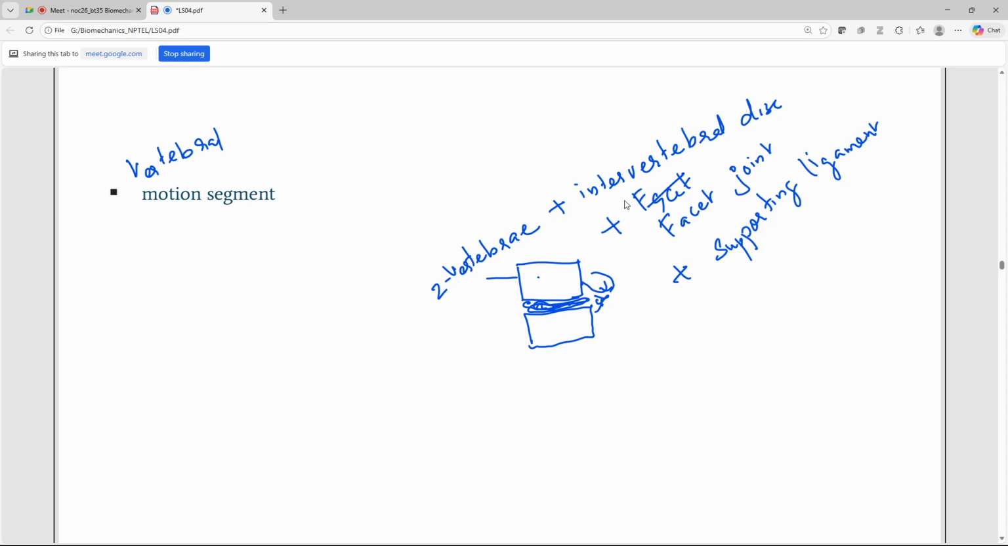And sorry, one other name for this facet joint is zygapophyseal joint. This is also a confusing name. You can note it down. Another name for this facet joint is zygapophyseal joint.